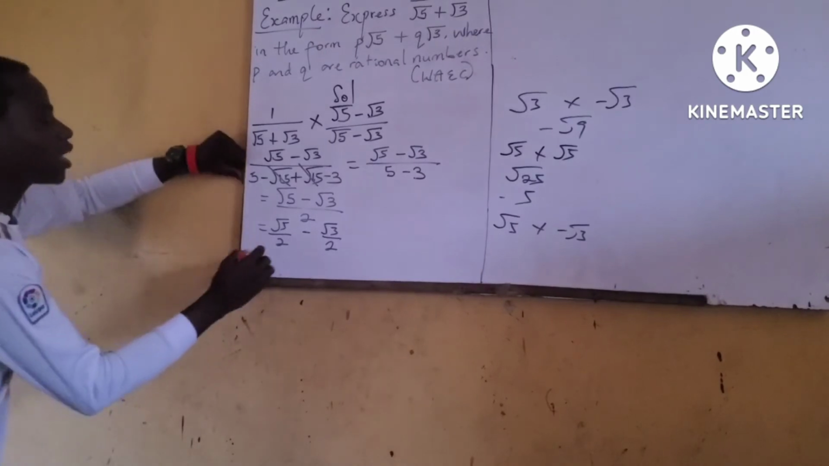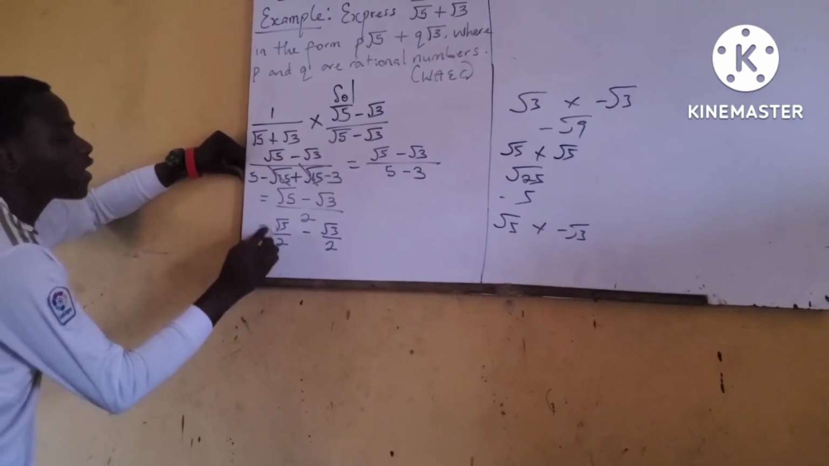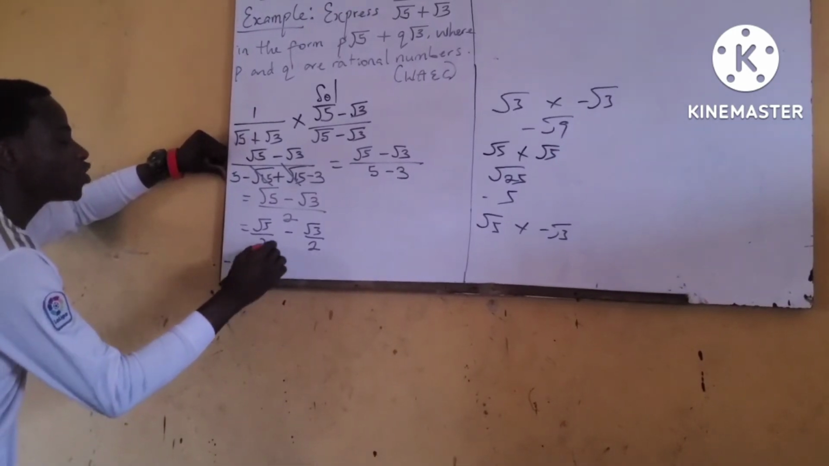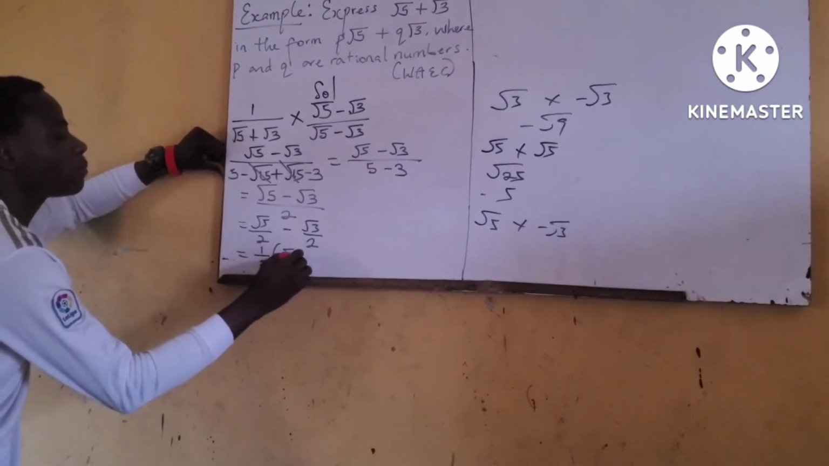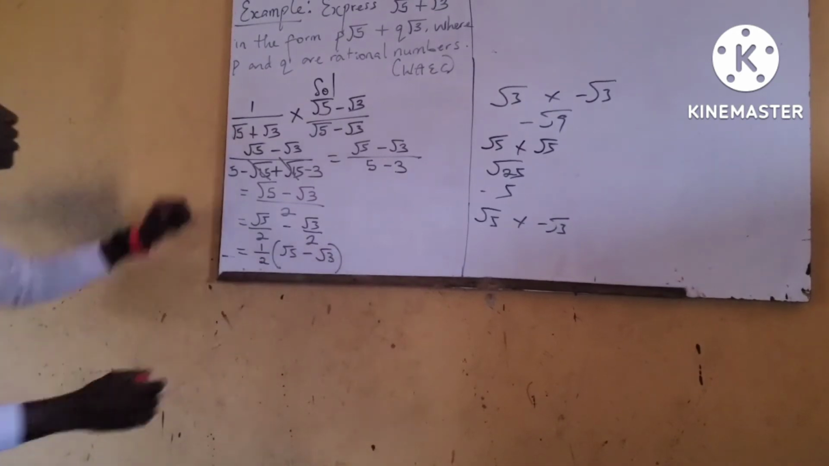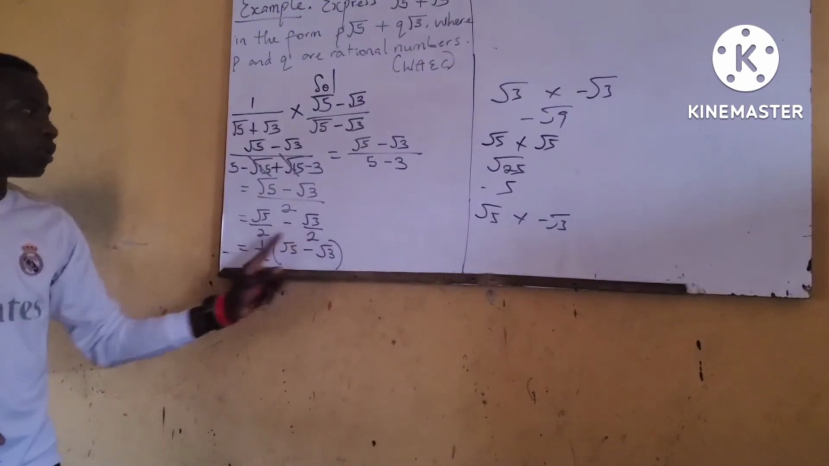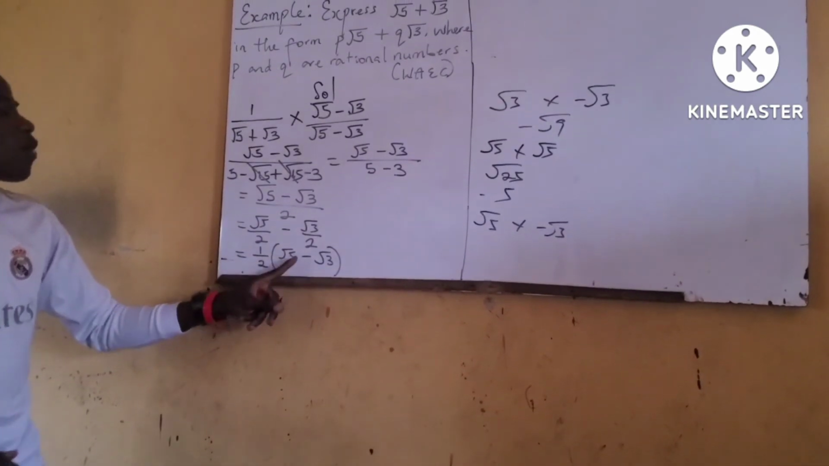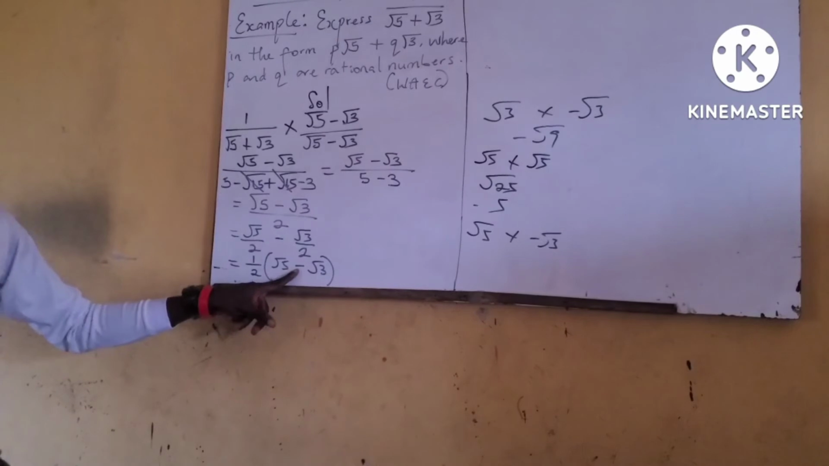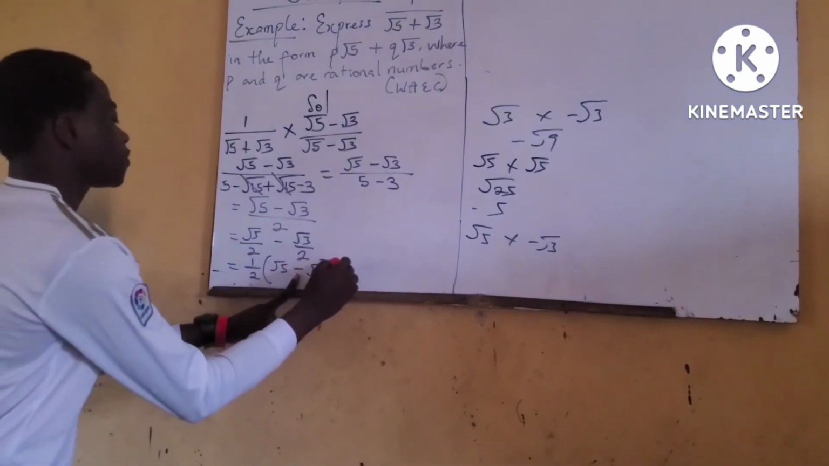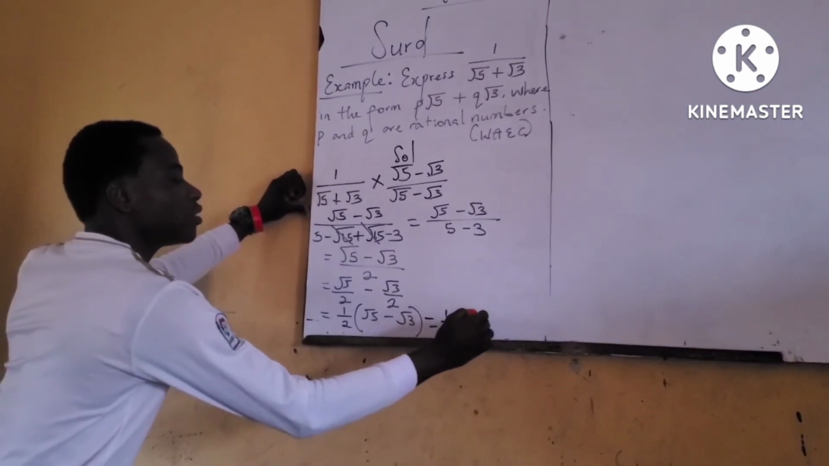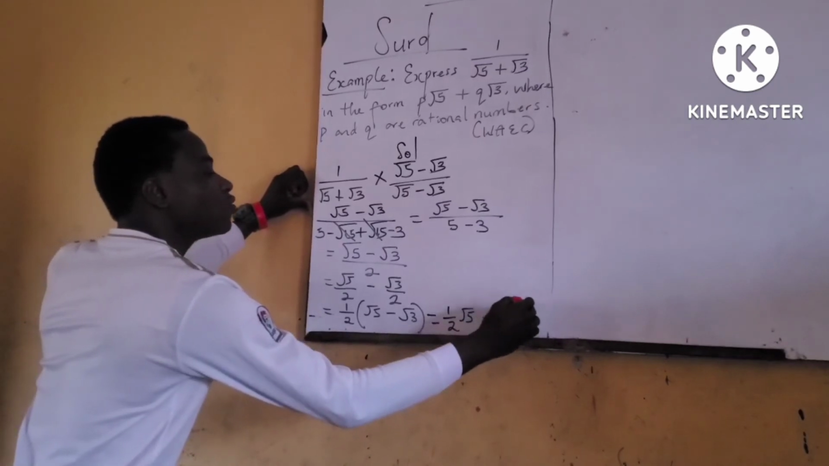So what can we do here to make it an addition sign? I can say root 5 over 2 minus root 3 over 2 can be expressed as 1 over 2 into bracket root 5 minus root 3. That is, I try to factorize again, taking what is common in these two: 1 over 2 is common. Then I can turn this minus sign into an addition sign. I can also say my final answer is 1 over 2 root 5, then minus 1 over 2 root 3.